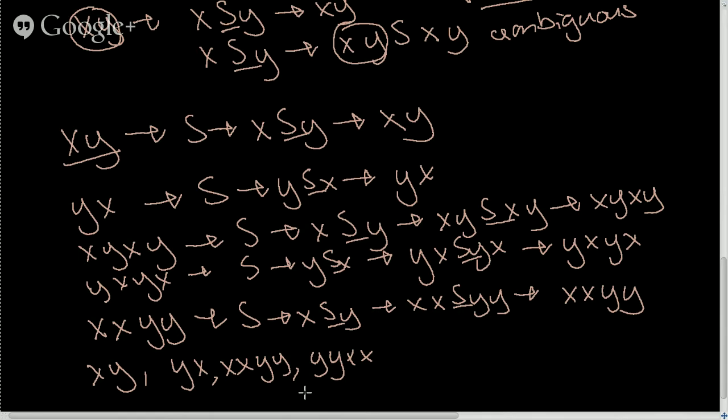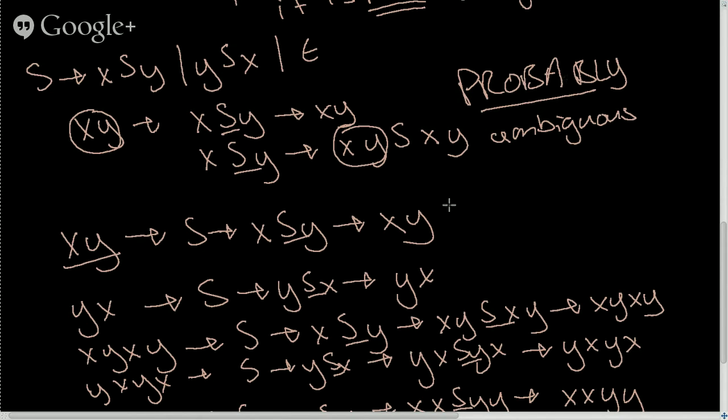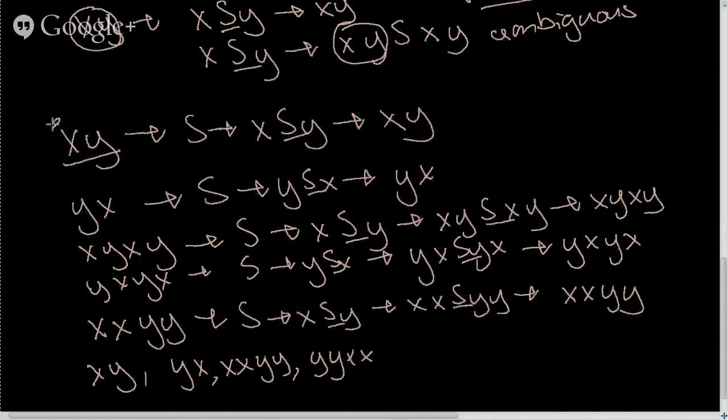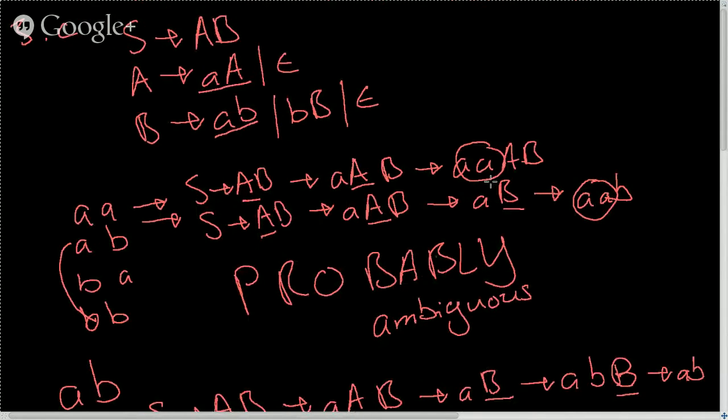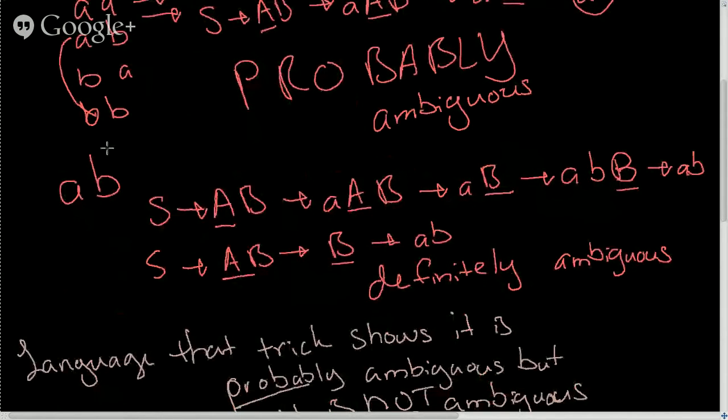There's no way to actually have a string that you can create in two different ways. So if you're using this tip and it says, okay, this language is probably ambiguous, and then you start trying to find strings that you can make in two different ways and you're not finding one, the rule has not worked. It just means that the language is not actually ambiguous. So again, this trick will work like 99% of the time, but there are exception cases. So please don't think that, oh, I've done this right here and therefore it's ambiguous. You have to find a string, like right here, that you can create in two different ways.